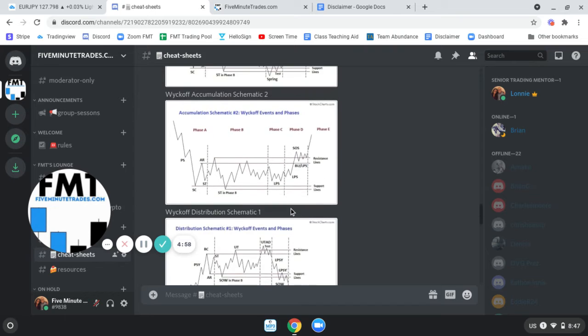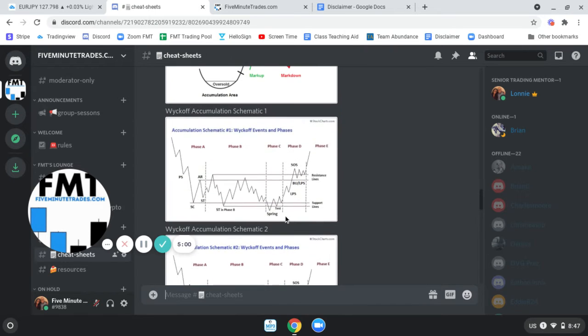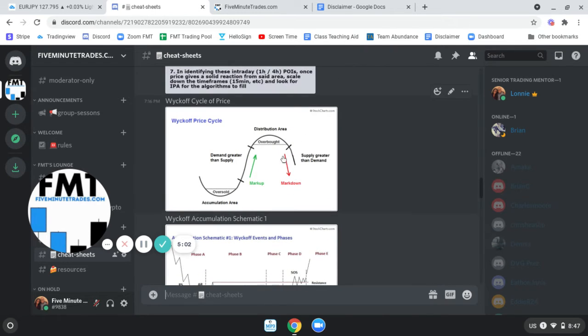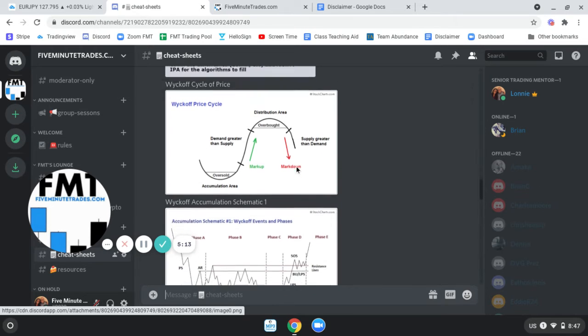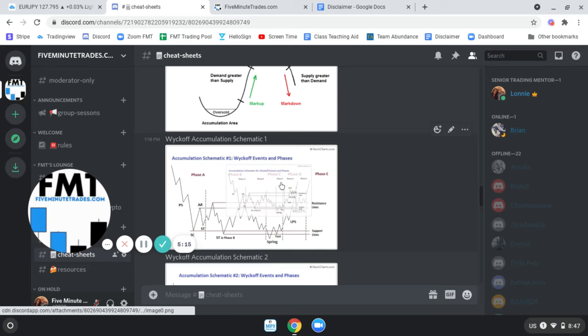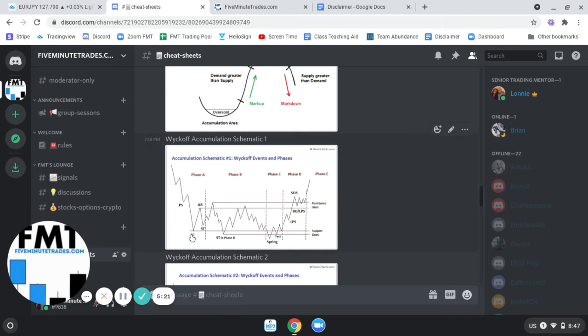And let's look at this here. This is what I was talking about earlier with the Wyckoff market cycle. You've got accumulation, markup, distribution, markdown. But I want to focus more on this. So you see here that we have the selling climax and the automatic rally.